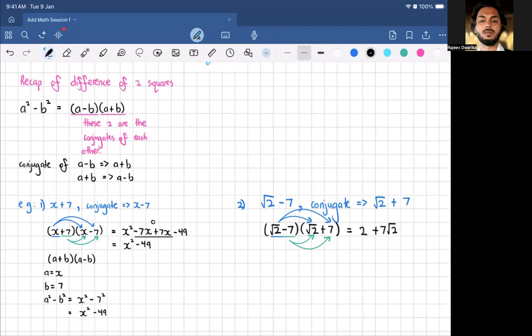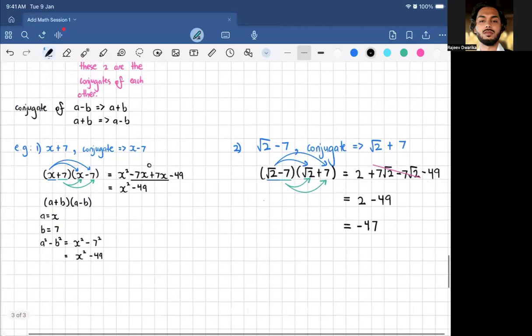What is minus 7 by root 2? Minus 7 root 2. And what is minus 7 by plus 7? Minus 49. Okay, what ends up happening? Can you tell me? 7 root 2 disappears because they cancel out each other. Exactly. And so you're going to end up with 2 minus 49, right? Yes. And what is 2 minus 49? Minus 47, right? Yeah.